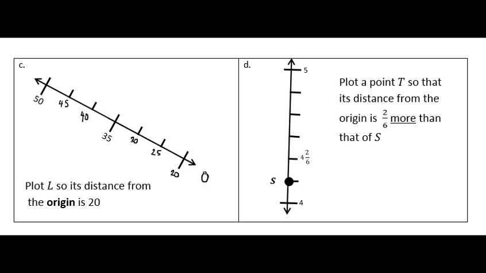If we're to plot L, so its distance from the origin is 20, that means that the L needs to be 20 away from the origin. And again, since the origin is on the right, we just move to the 20 and we'll put our L there.